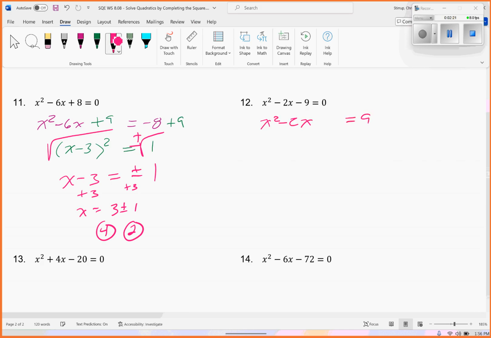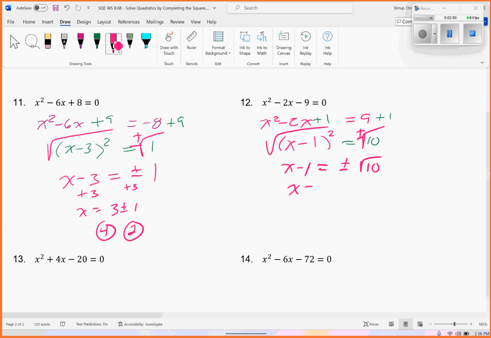Leave a space. Make your set of parentheses, quantity squared. The sign that's in front of the x term comes down. Half of 2 is 1. 1 squared is 1, so plus 1 plus 1. So I get to 10. Root both sides. Don't forget the plus minus. So I get plus or minus root 10. Root 10, let's see, 4 and 9 won't go into it, so we're going to leave it as root 10.